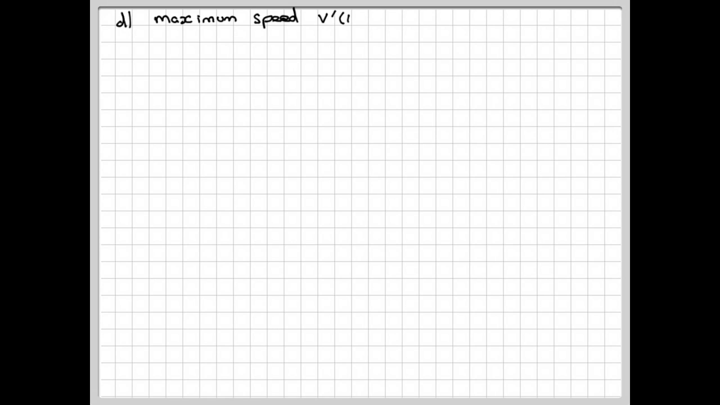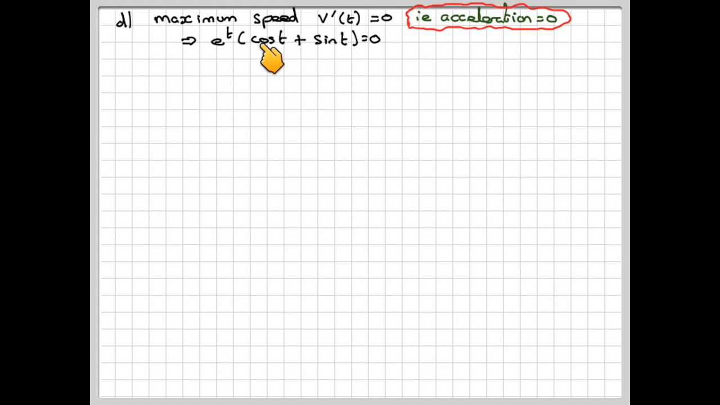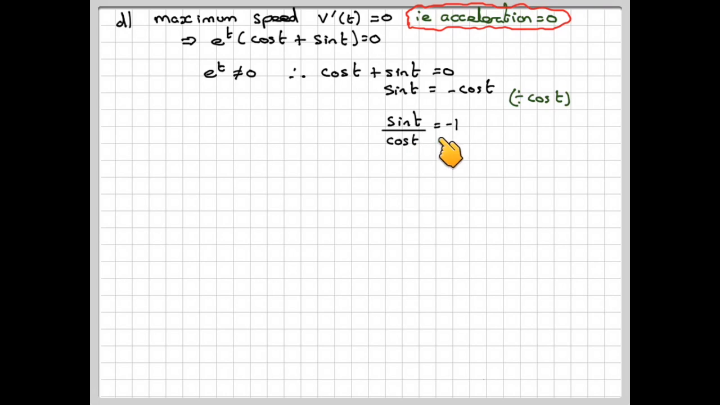Right, the maximum speed will happen when v dash of t is equal to 0. So we want to find out where e to the t cos t plus e to the t sine t is equal to 0. Well, e to the t cannot be equal to 0, and therefore cos t plus sine t is equal to 0. To solve that, we take cos t over to this side. So we get sine t is equal to minus cos t, and then we divide by cos t, we get sine t over cos t is equal to minus 1. Tan t is sine t over cos t, so we replace this with tan t. But tan t is equal to minus 1.